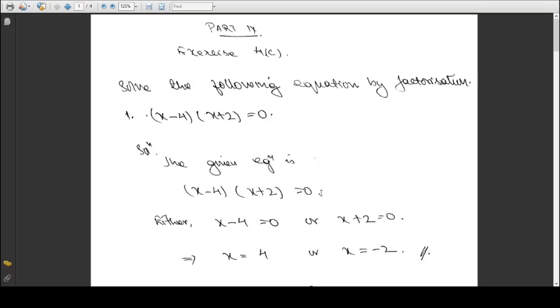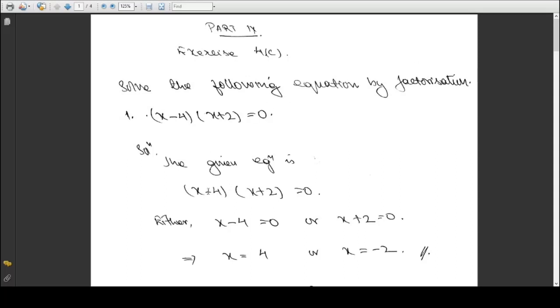The product of two numbers is 0. This means either one of them should be 0, or the other number is 0, or both of these numbers are 0. The same procedure will apply through all the solutions given in this exercise. Remember this: the product of two numbers is 0 means either one of them is 0 or the other number is 0.